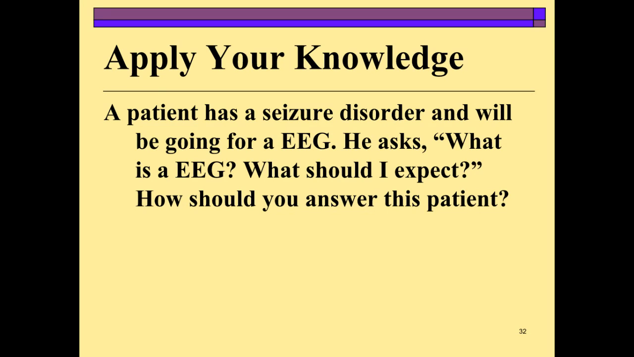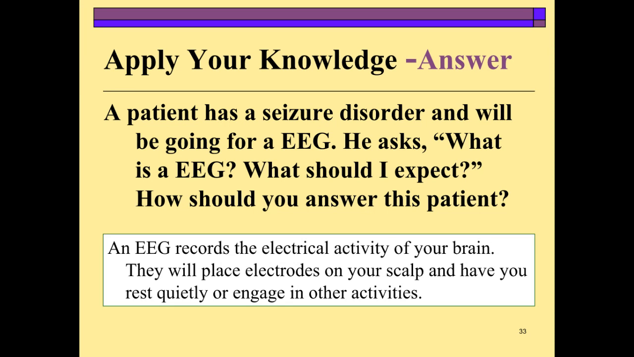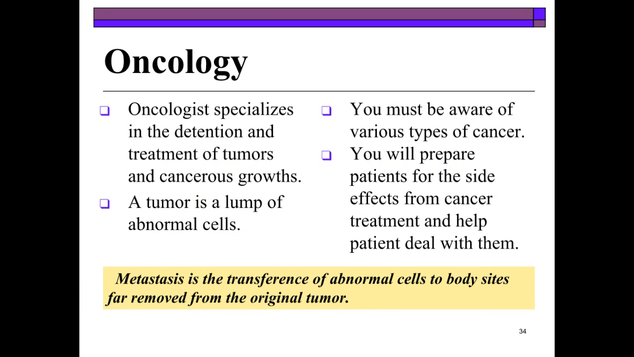He asks, what is an EEG? And what would you tell the patient? That you're going to put some electrodes on them. This is how you should answer it. You're going to put some electrodes on them, and it records the electrical activity of the brain. They're going to put some electrodes on the scalp. Sometimes it comes in a cap form, sometimes not, and it's going to check your brain activity.